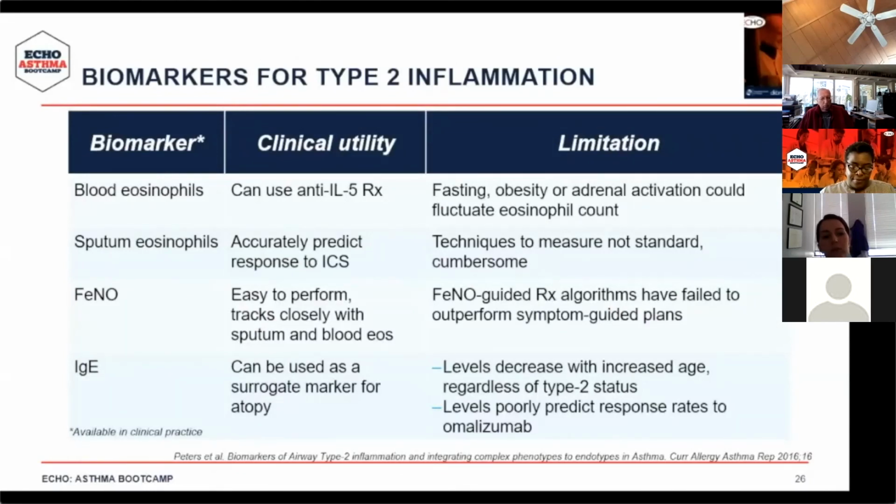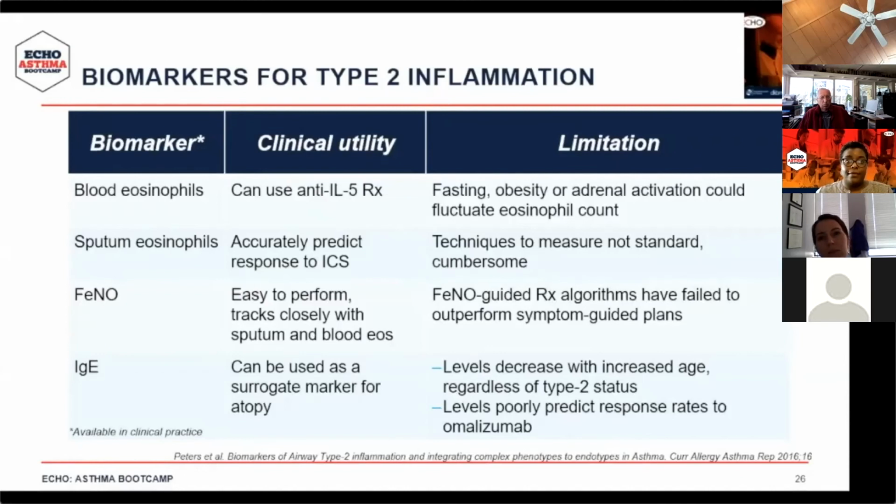The limitation for this is that fasting, obesity, and adrenal activation can all fluctuate eosinophil counts. It's particularly important that when a patient is on chronic steroids or has been exposed to a recent course of systemic corticosteroids, that may actually mask eosinophil levels and needs to be considered when an eosinophil level is checked. Sputum eosinophils can be checked. These are not routinely checked in clinical practice because techniques are not necessarily standard.